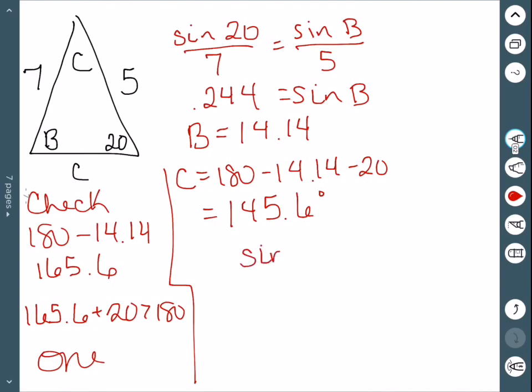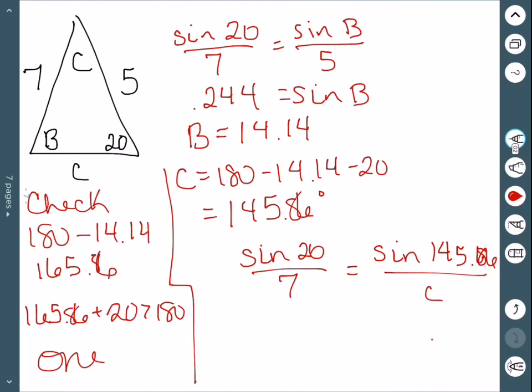We can then do sine of 20 over 7 is equal to sine of 145.6. Sorry, that should be 86. Slight mistake there. That's okay. Over side C. And then we can solve this equation. And we get that side C is 11.49.